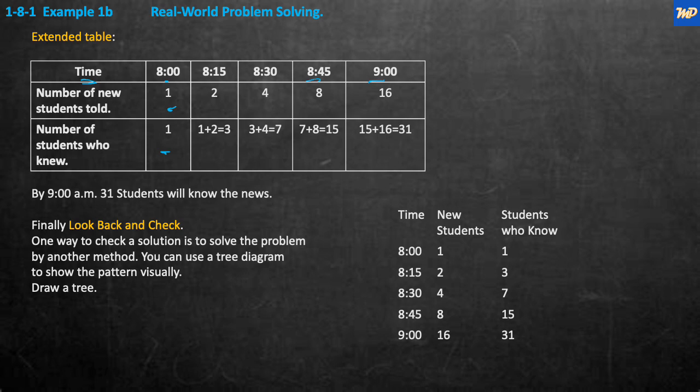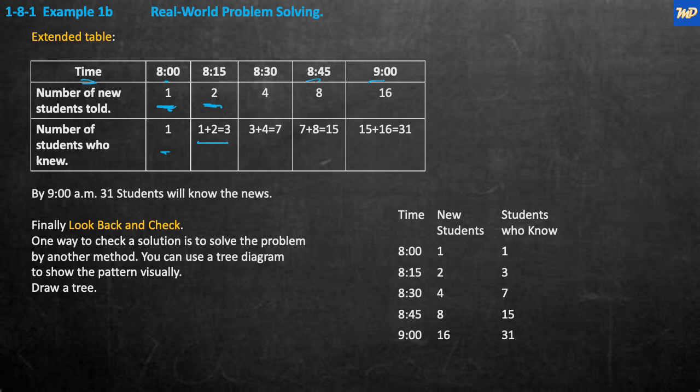Then at 8:15, this person right here tells 2 people. And these 2 people at 8:15 were the new ones. And how many now know the news? You have 1 from 8 o'clock and 2 from 8:15. So that's right here, 1 plus 2 equals 3. That's who know the news. 3 people.